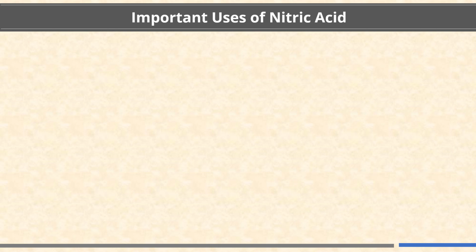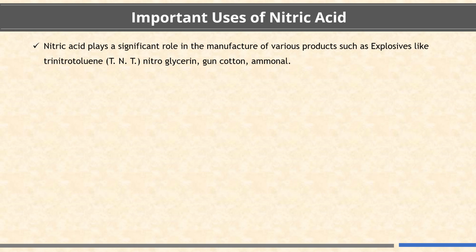Important uses of nitric acid. Nitric acid plays a significant role in the manufacture of various products such as explosives like trinitrotoluene or TNT, nitroglycerin, gun cotton and ammonal. It is used in fertilizer manufacture such as calcium nitrate and ammonium nitrate.